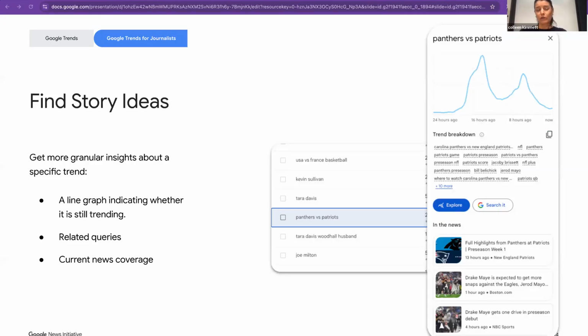You can also get more detailed, granular insights about a specific trend. So a graph indicating whether it's still trending, related queries, so questions that people are asking related to that trend, and current news coverage related to it.